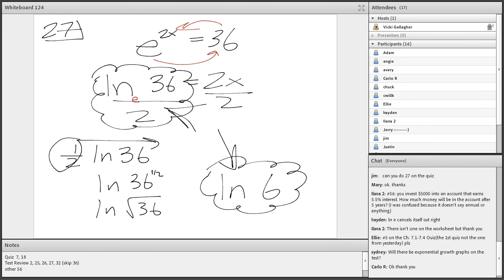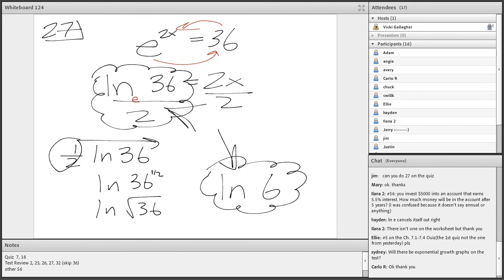There will be exponential growth and decay problems on the quiz. I think there might be one graphing problem. Just if you need to graph, make that T-chart, and there's a pattern to it. We can talk about that. Let me catch up on these questions, and then we can definitely talk about that.